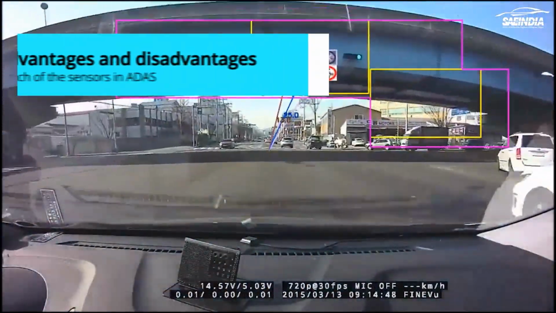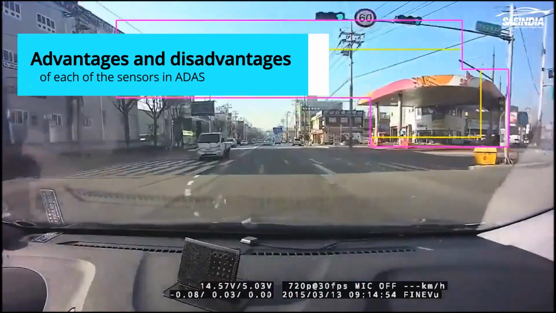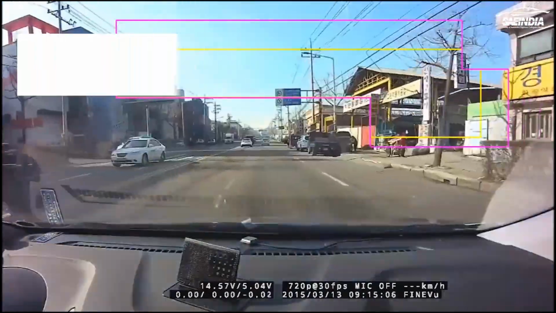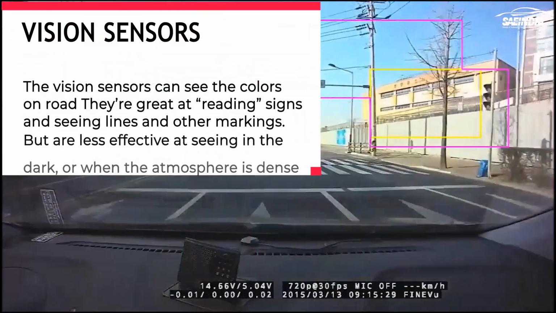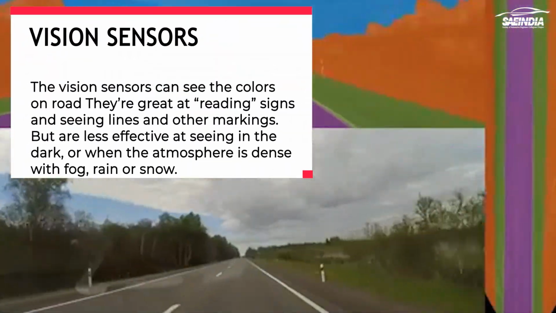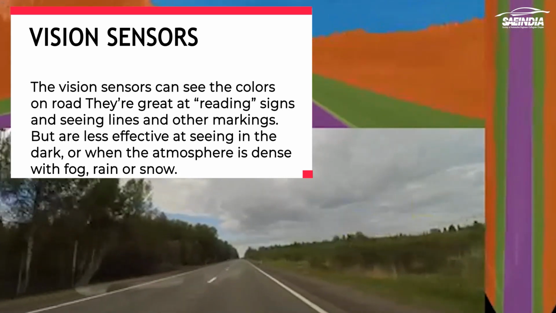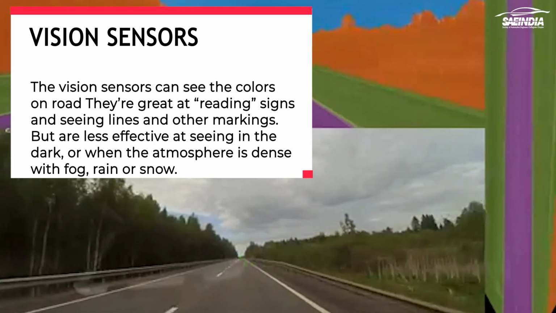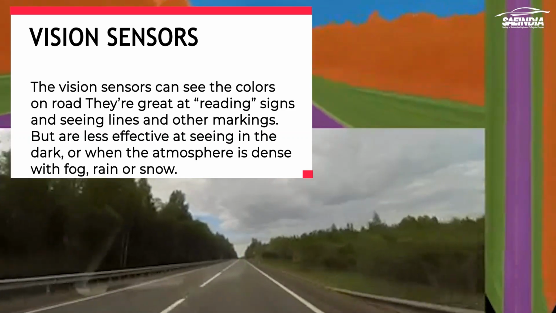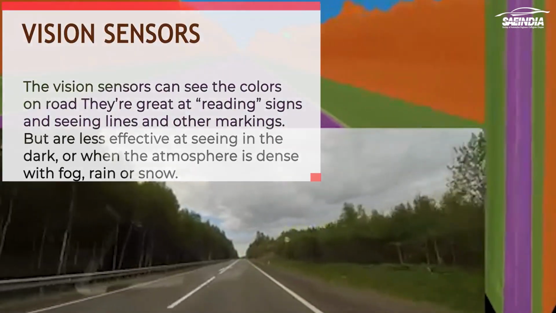Advantages and disadvantages of each of the sensors in ADAS. The vision sensors or cameras can see whether the traffic light is red, green, amber, or other colors. They are great at reading signs and seeing lines and other markings, but they are less effective at seeing in the dark or when the atmosphere is dense with fog, rain, or snow. They require more processing than LiDAR sensors.